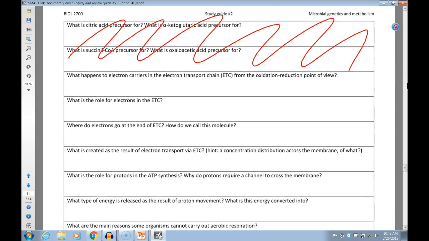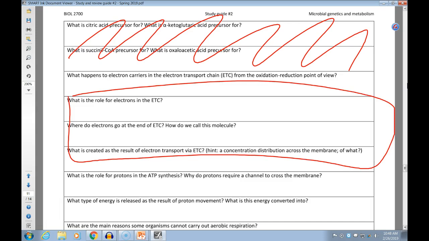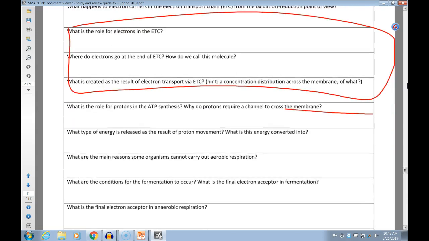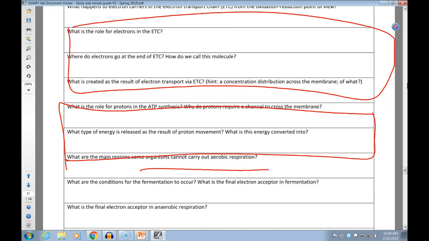So, the electron transport chain. The energy of electrons is used to pump hydrogens across the membrane, creating an electrochemical gradient. Okay? Hydrogens cannot cross the membrane directly, so they cross through the ATP synthase, and the energy of proton movement, proton diffusion, is used for ATP synthesis. Okay? Organisms cannot carry out aerobic respiration either due to the lack of oxygen or lack of the genes encoding the electron transport chain.